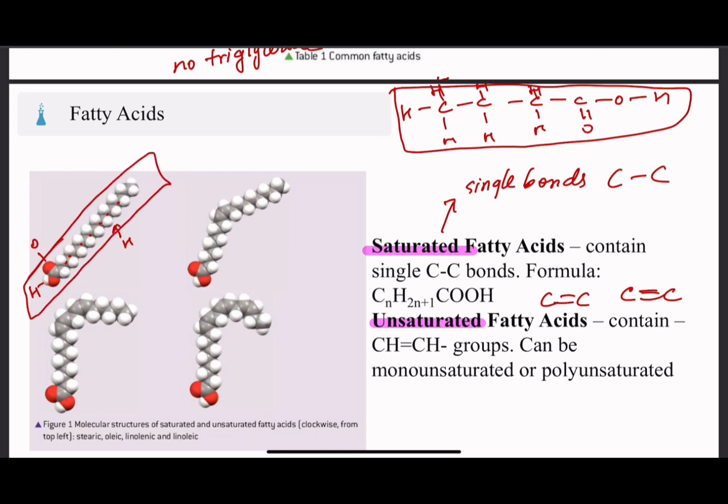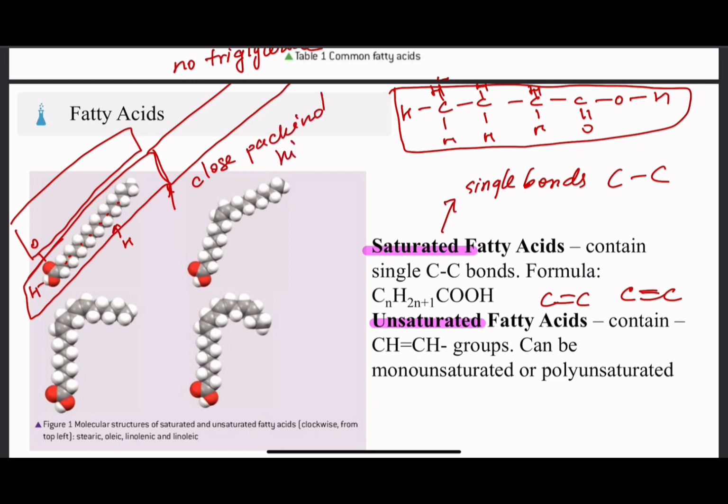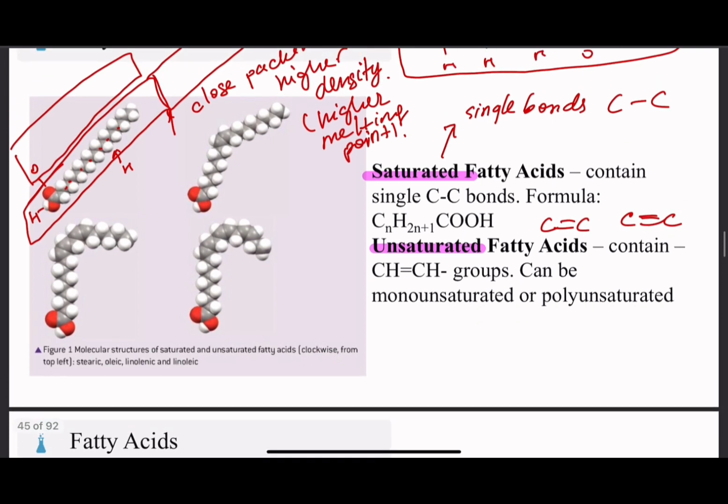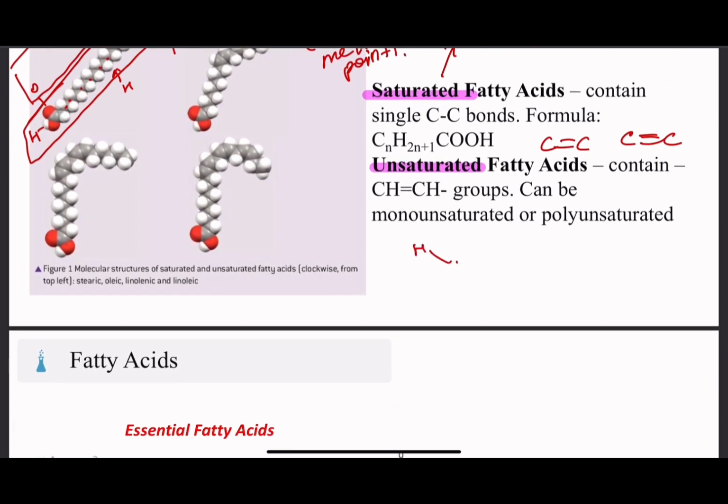That's why when they are together, we have another fatty acid, and then another fatty acid. They can closely pack, close packing, which makes them have higher density, and that higher density gives a higher melting point. Understood? Higher melting point.